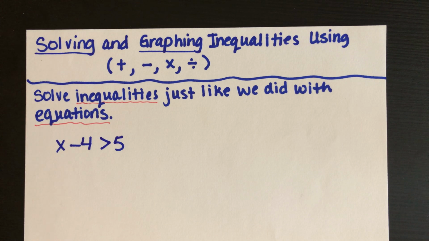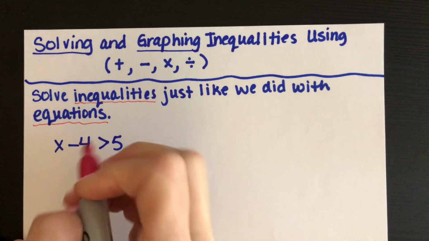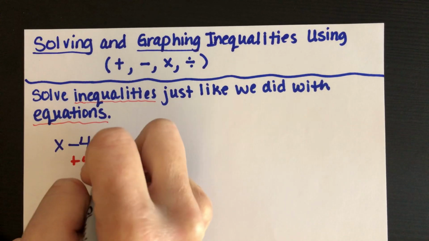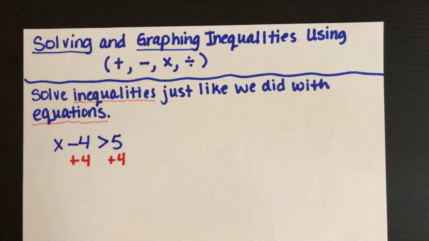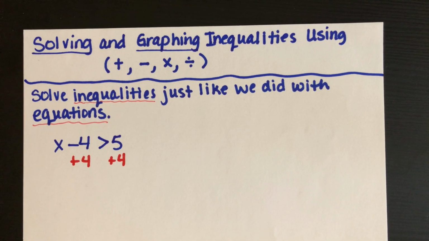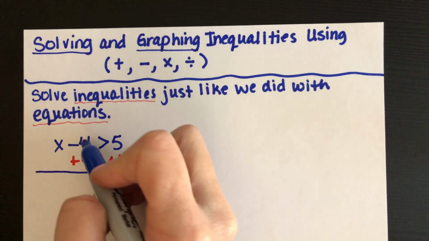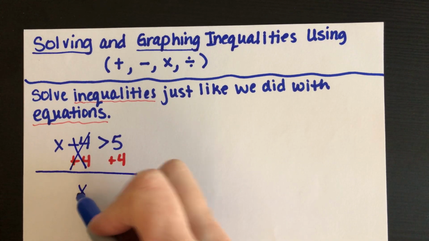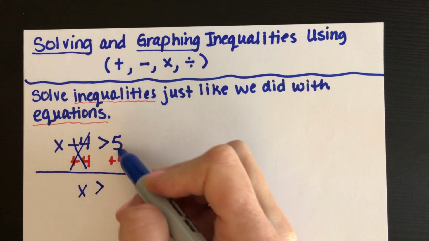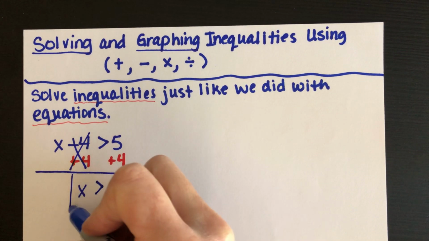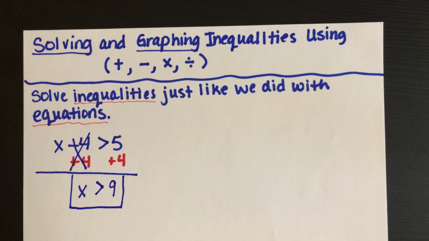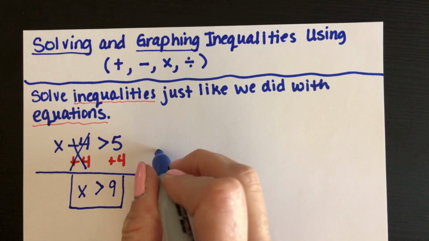Well, I need to get x alone, just like we did with equations. So in order to do that, I'm going to add 4 to both sides. You must show all of your work. So these 4s cancel out and I'm left with x is greater than 5 plus 4, which is 9. So that'd be your answer. First we just solved the inequality, but now we need to graph the inequality.